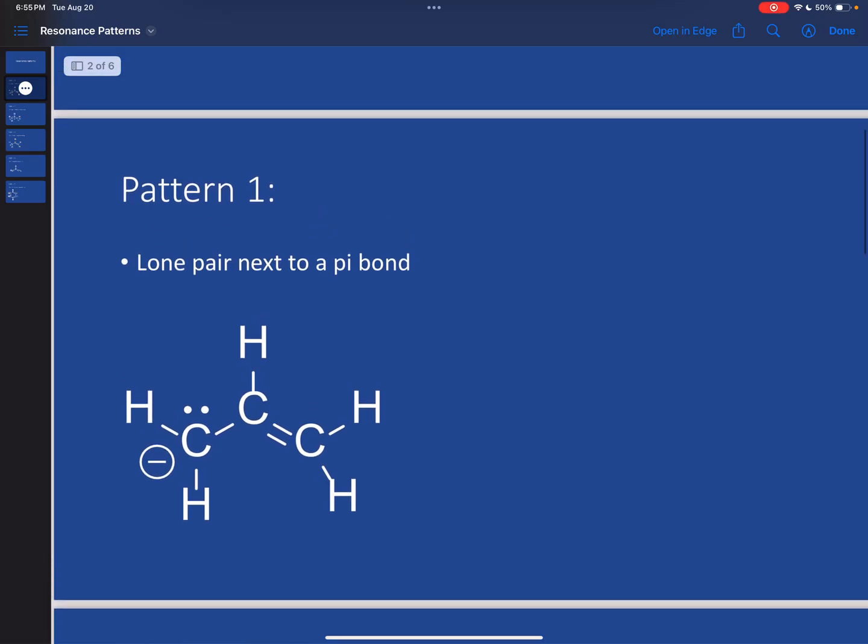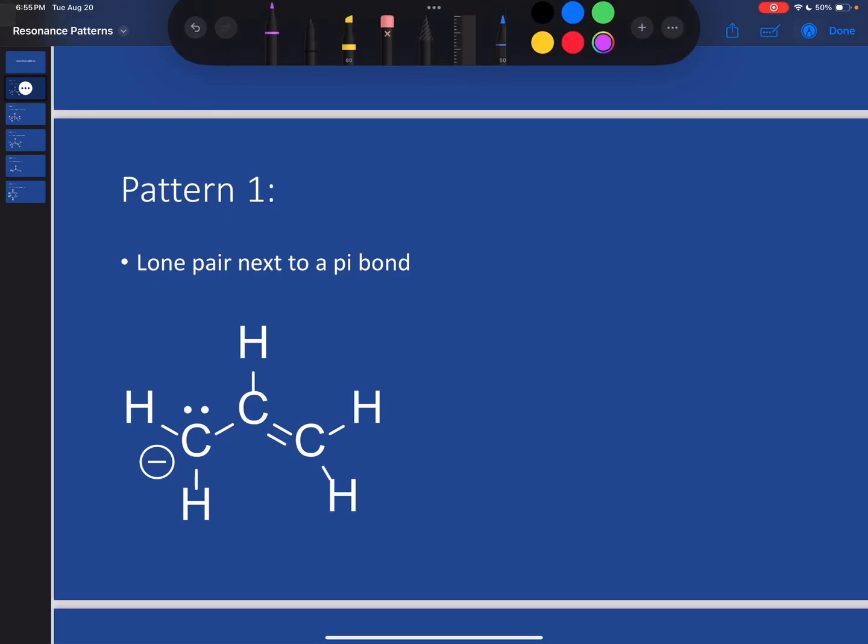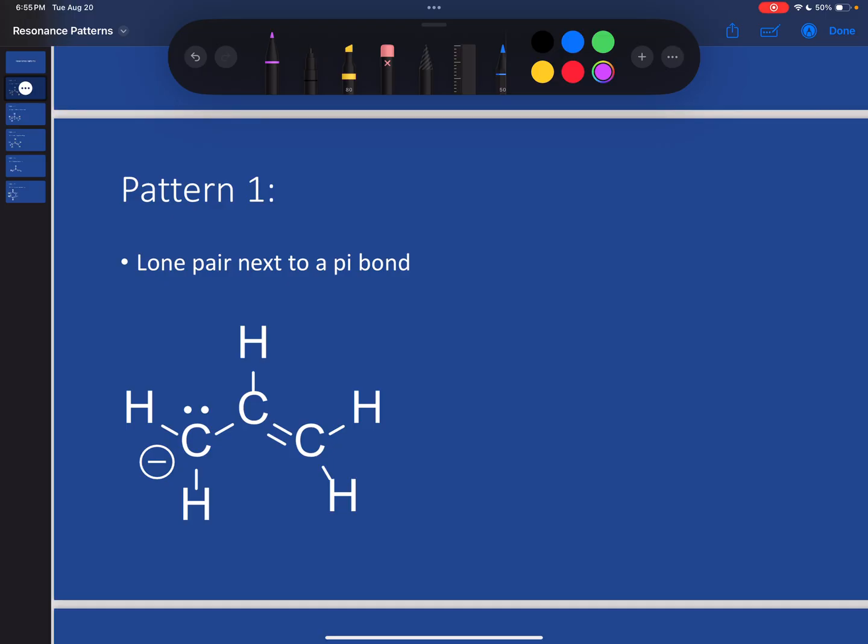So starting with the first pattern, if you have a lone pair next to a pi bond, you're going to have a resonance structure. And just a reminder, when we are doing resonance structures, we are only going to be moving lone pairs or pi electrons. Also, they have to be next door. So wherever you're moving these electrons, it has to be to the atom that is bonded to where the electrons are. Hopefully that'll make sense in a second.